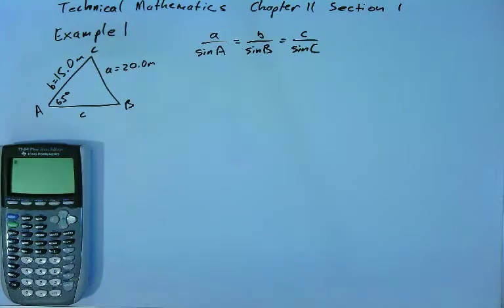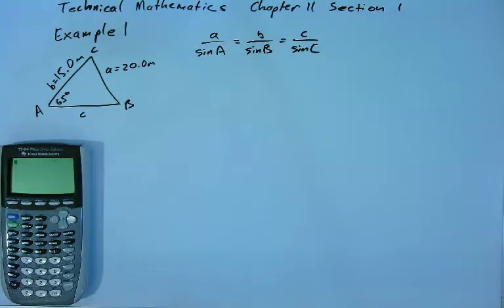This is example 1. We have a triangle where we know that angle A is 65 degrees, side A is 20.0 meters, and side B is 15.0 meters. And we're being asked to solve for the unknown information of the triangle, which will be angle B and C, and also side C. And we need to use the law of sines to do this.